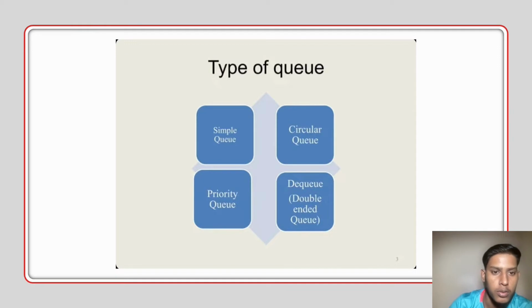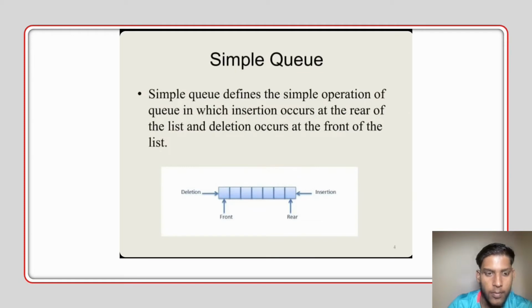Now types of queues: simple queue, circular queue, priority queue and dequeue. Dequeue is also known as double-ended queue. Simple queue defines the simple operation of a queue, in which insertion occurs at the rear side of the list and deletion occurs at the front of the list. This means deletion happens from the front side and insertion at the rear side.